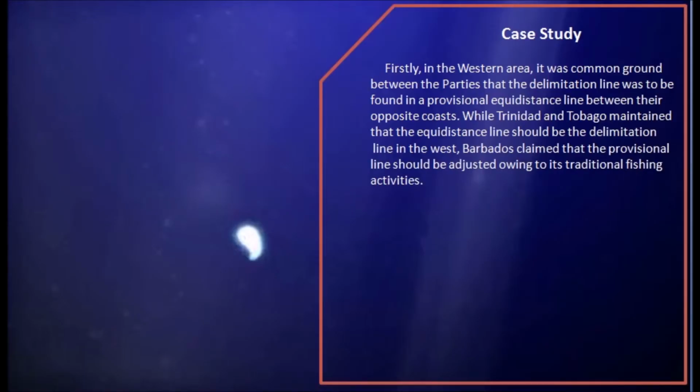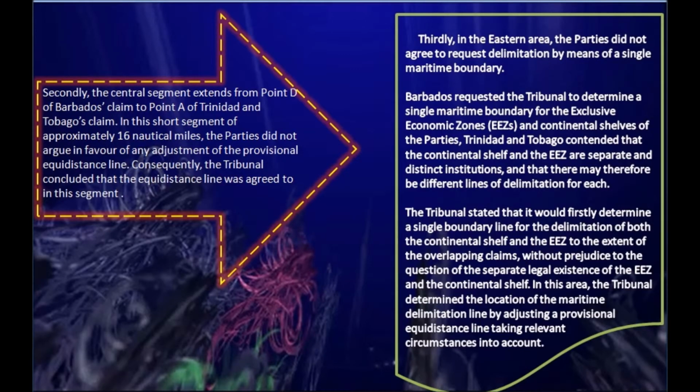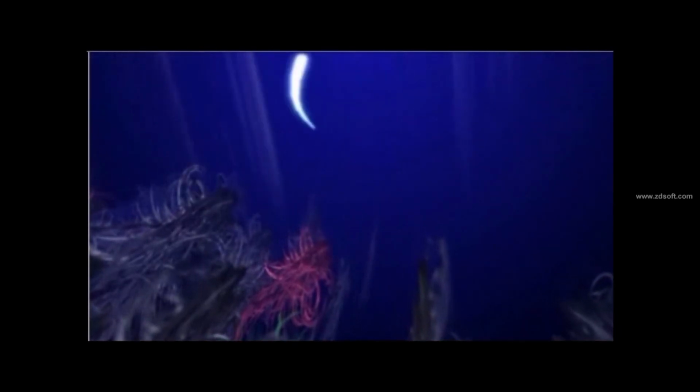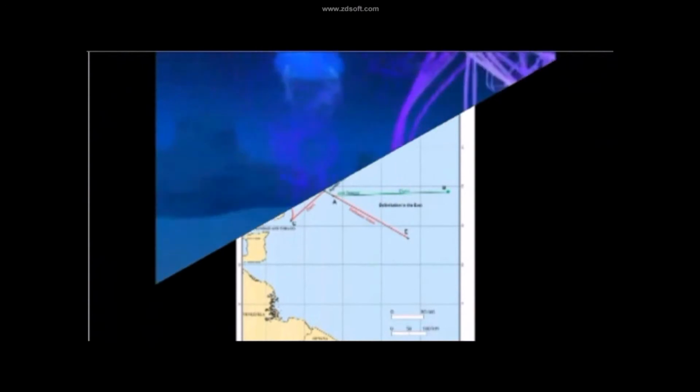As for the central segment, which extends from point B of Barbados' claim to point A of Trinidad and Tobago's claim, the tribunal concluded that the equidistant line was agreed to in this segment. Lastly, the parties did not agree to request delimitation of the eastern area by means of a single maritime boundary. So the tribunal stated that it would firstly determine a single boundary line for the delimitation of both the continental shelf and the EEZ to the extent of the overlapping claims, without prejudice to the question of the separate legal existence of the EEZ and the continental shelf.